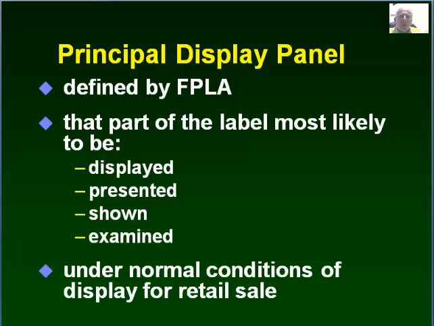In other words, when you go into the supermarket and you're going down the aisle and you see products displayed there on the shelf, that particular information that you see directly in front of you, say with a pasta product or a canned good, that becomes the principal display panel. So that's what you would normally see under normal conditions that's going to be displayed for retail sale to you.